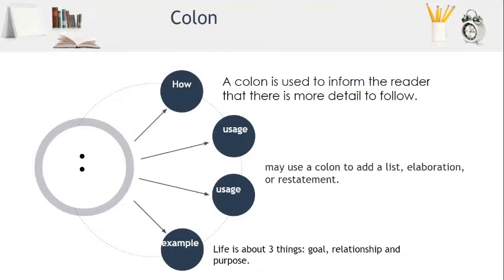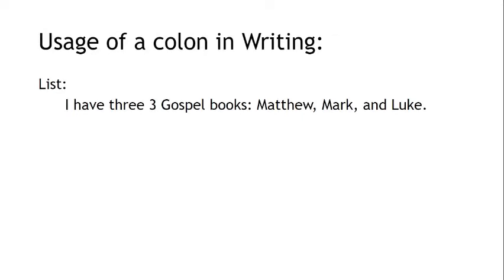So what are the usages of a colon? Number one, we have here a list. I have three gospel books, namely Matthew, Mark, and Luke. So please be aware that when you use "and" when enlisting items, you need to have a comma before "and"; it supposedly has a space before it and is then followed by the last item in the list.